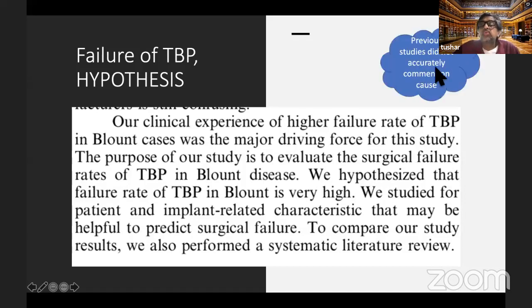The previous studies did not accurately comment on the cause of failure. They did comment that it fails. So the hypothesis here was that the failure rate of tension band plating in Blount's is high, and they wanted to compare their study to find whether they have comparable rates of failure or success. And they defined 2 types of failure here: a surgical failure and a mechanical failure.